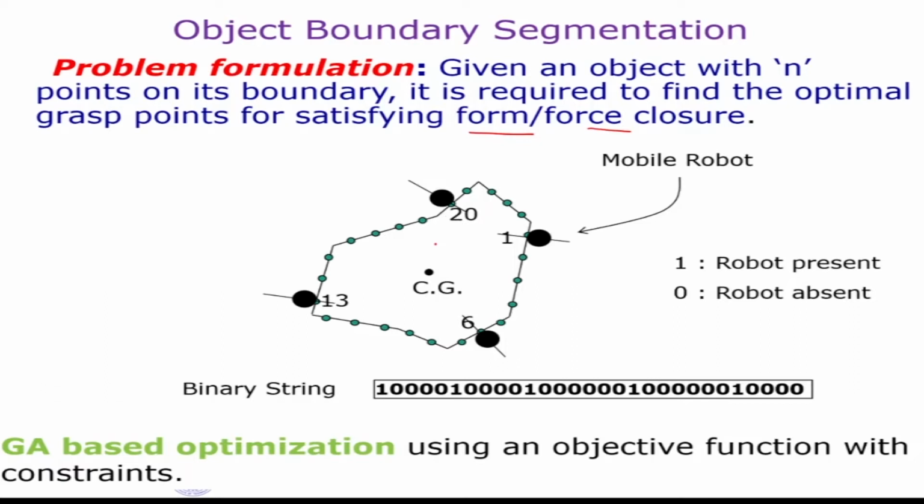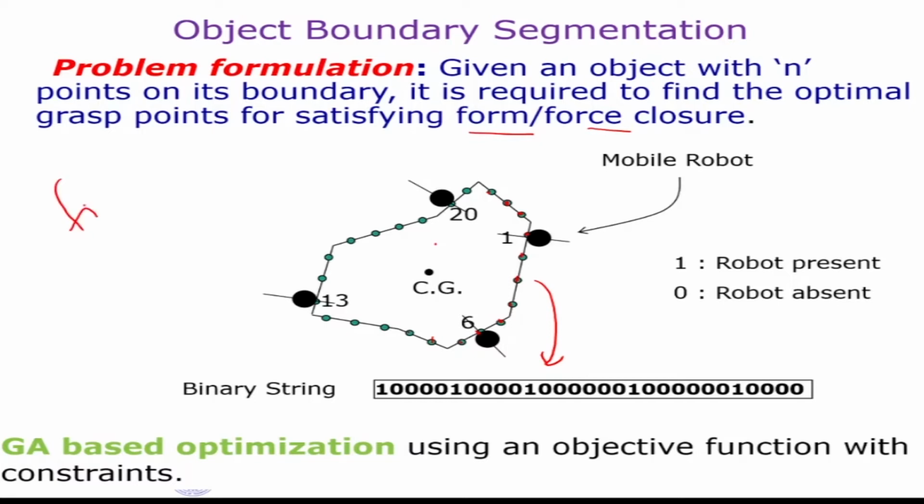This is the object of some shape. Now I want to convert this into a digital problem. So what I do is I segment the boundary of this object by putting these points. When I put this, I break up the boundary into a number of points where the fingertip can be placed. Then I convert this into a binary string. Wherever the fingertip is present is 1, wherever there is no fingertip it is 0.